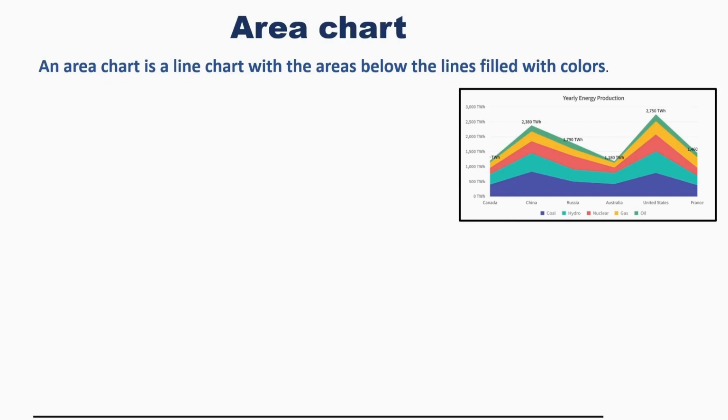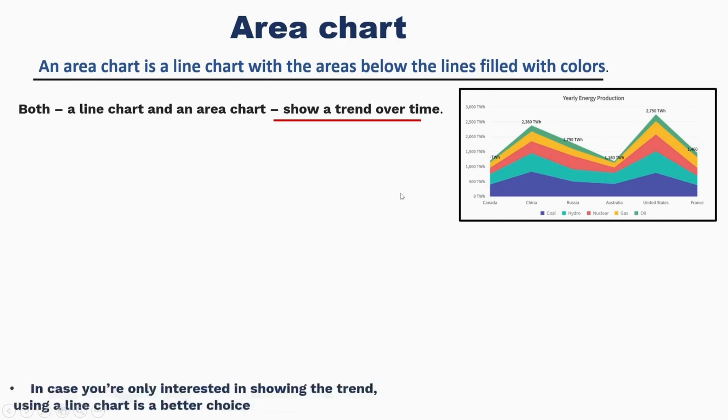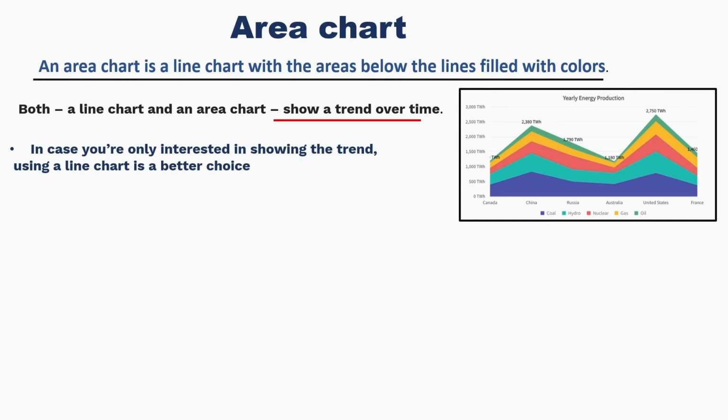Area charts. An area chart is similar to a line chart. The difference is that below the line in area charts, the area is filled with color. Both line charts and area charts show a trend over time. In case you are just interested in showing the trend, using a line chart is a better choice, because when you use an area chart, it becomes a bit crowded. So in that case, using a line chart is recommended.